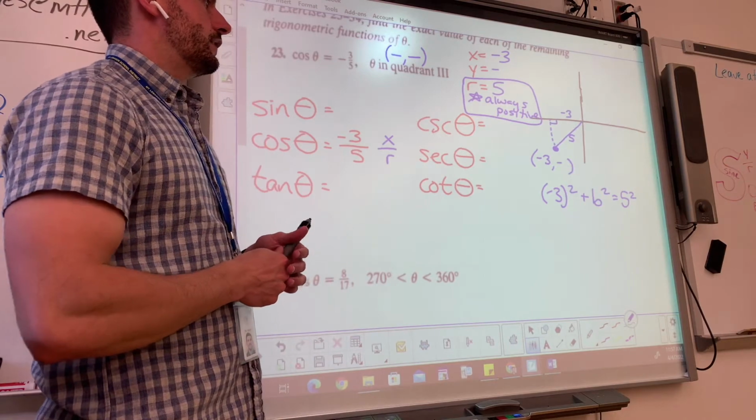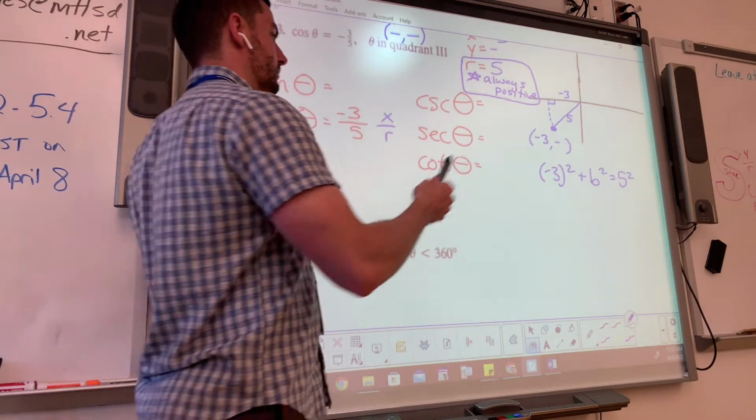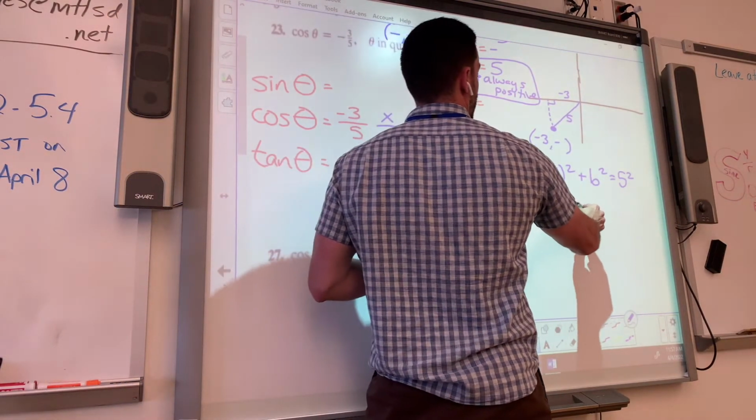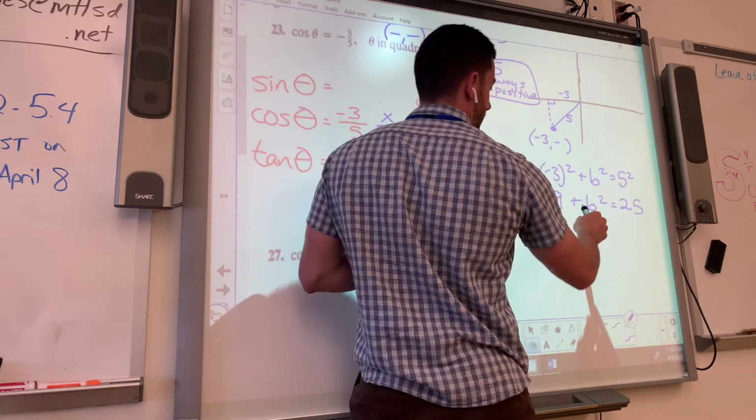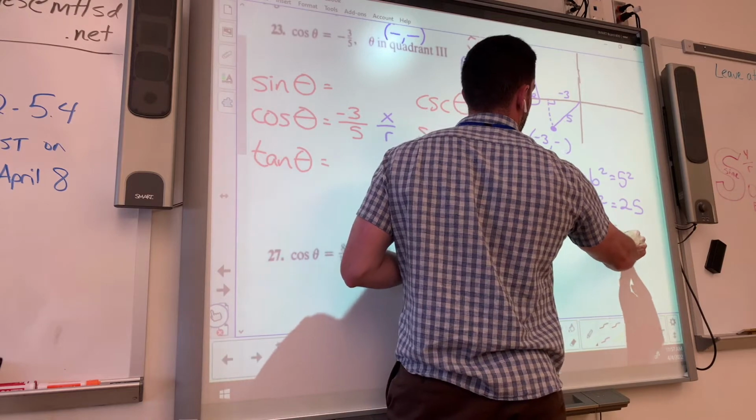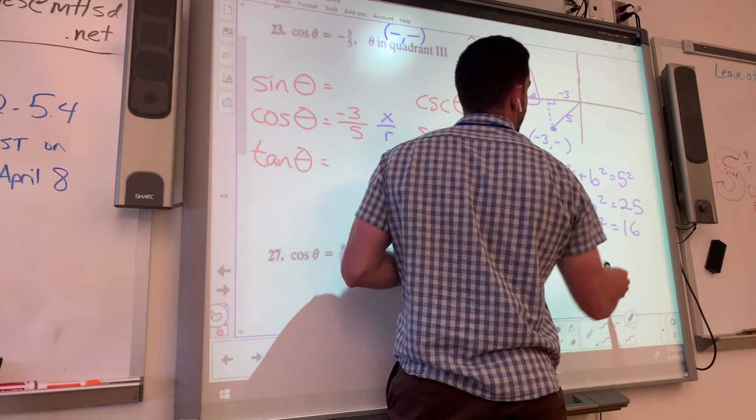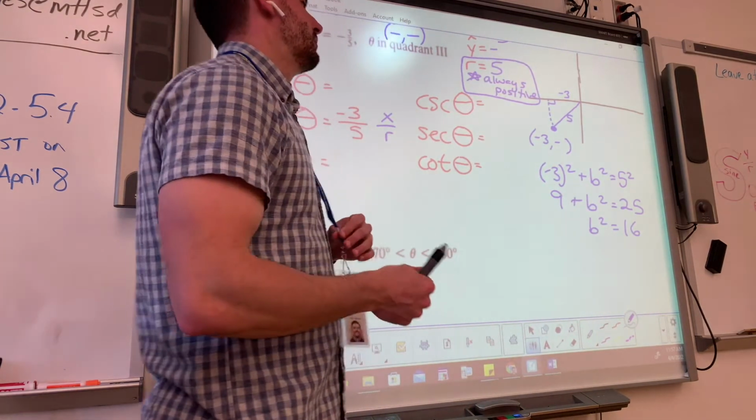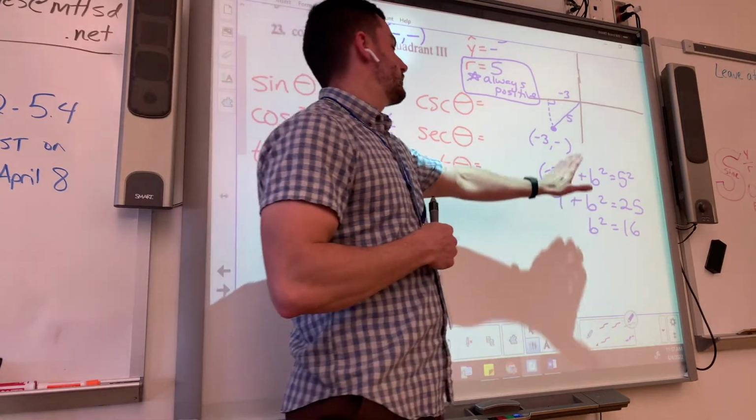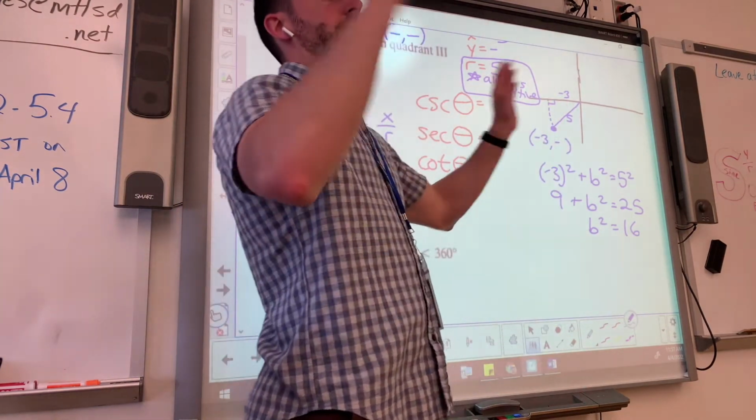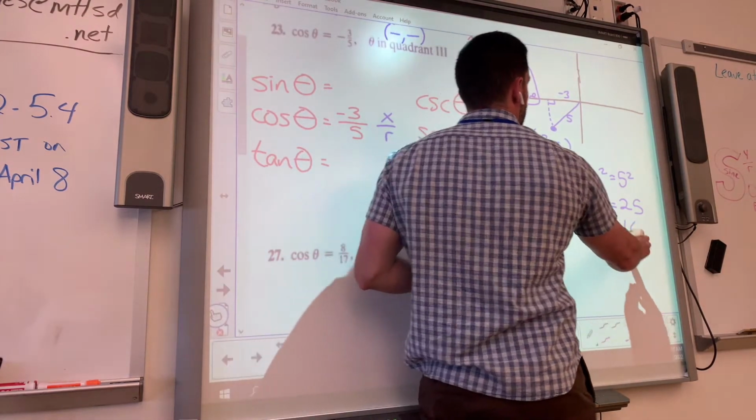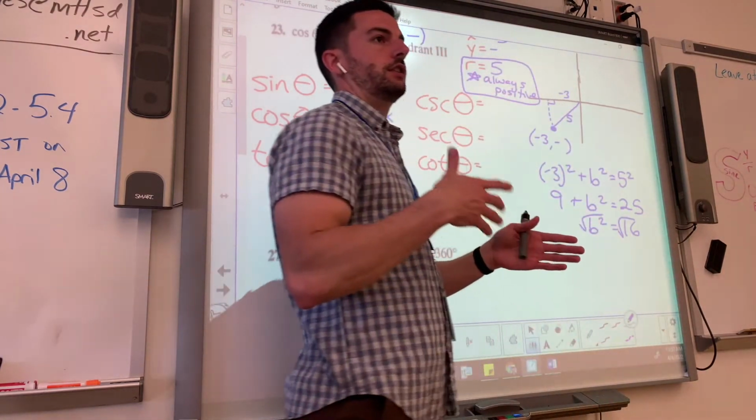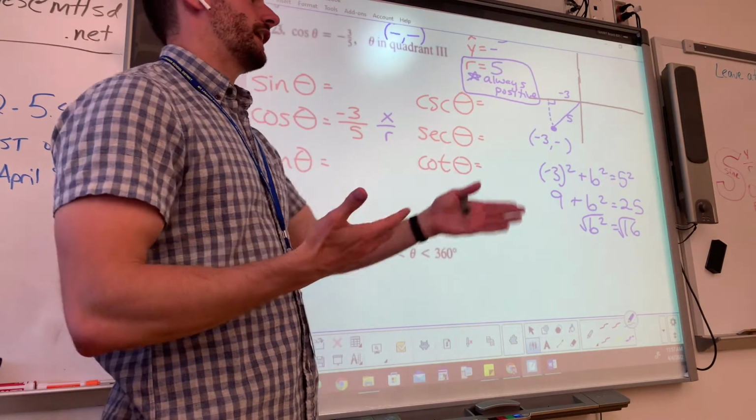And then just kind of work it out. We did something like this before, right? So 9 plus b squared equals 25. Subtract 9, b squared equals 16. And then here's where it gets tricky, right? Because just solving a Pythagorean theorem problem without the context of a triangle at all, like here, when you take the square root of both sides, just in an algebra problem, typically you'd say b equals positive or negative 4.